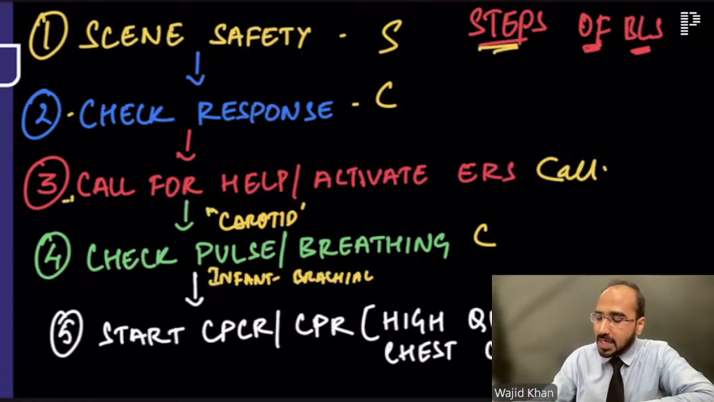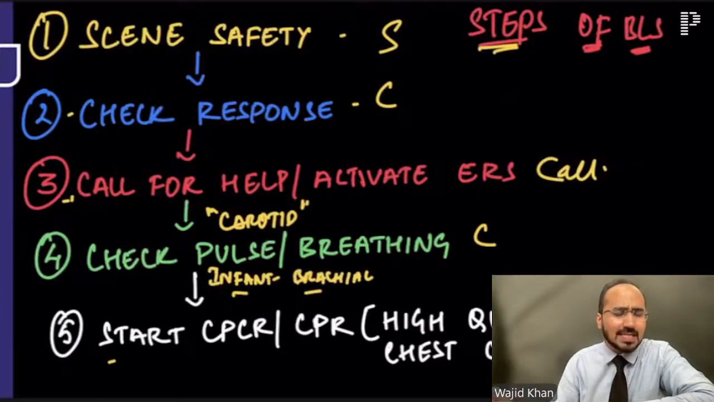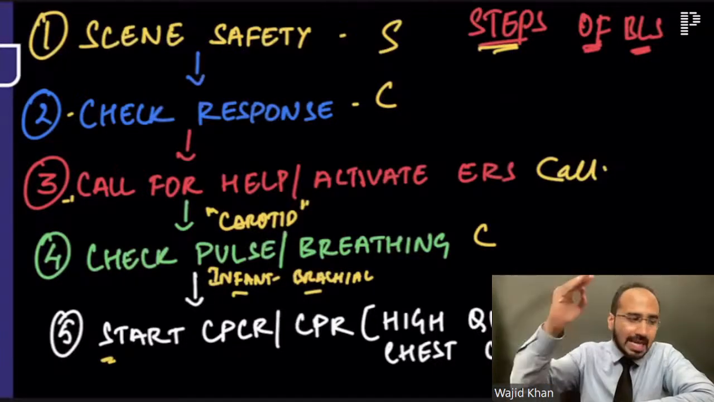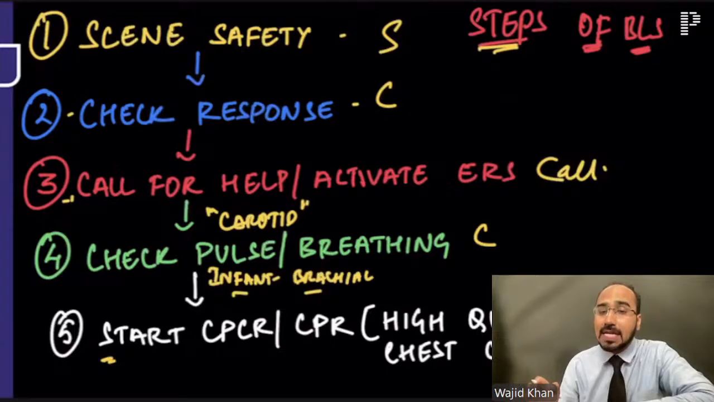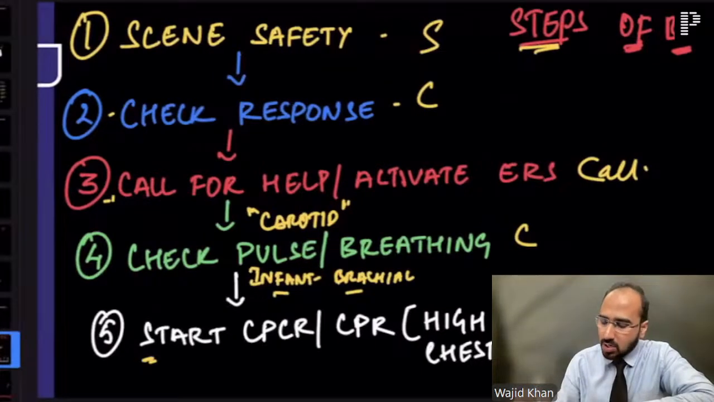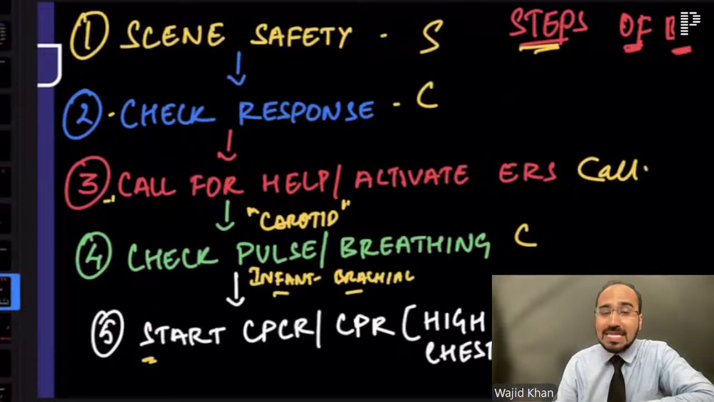Which pulse are you checking? Carotid pulse. In infants, you check for the brachial pulse. Then last, if there is no pulse and no breathing, that is a cardiac arrest state, you start your CPR or CPCR. The sequence of BLS is SCCS. Scene safety, check for the response, call for help, check for the pulse and breathing, and last is start your CPCR.